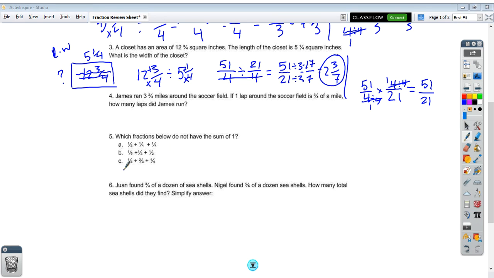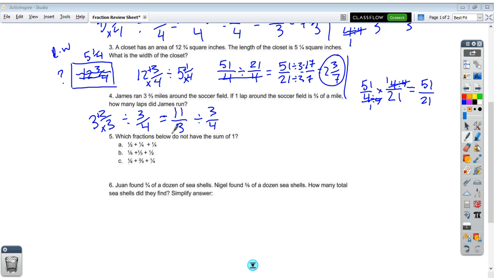Question 4. James ran 3 2/3 miles around the soccer field. If one lap around the soccer field is 3/4 of a mile, how many laps did he run? So I've got total 3 2/3 they ran, lap, lap, lap, and he got 3 2/3. And it's asking how many laps did he do? So I need to divide up this total into the laps. So I have 3 2/3 divided by 3/4. So as I look at this, I can multiply and then add to change my mixed number to an improper fraction. 3 times 3 gives me 9. 9 plus 2 is 11. And then my denominator stays the same as 3. Then I'm dividing by 3/4.